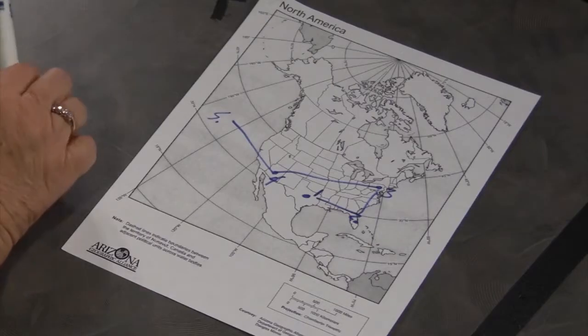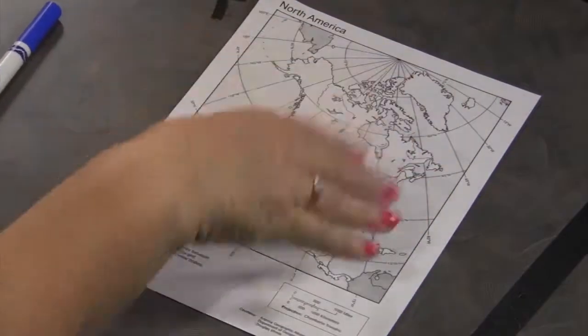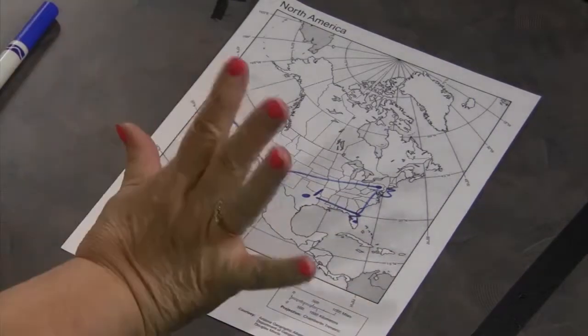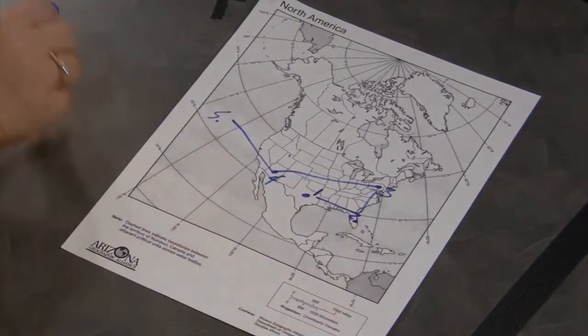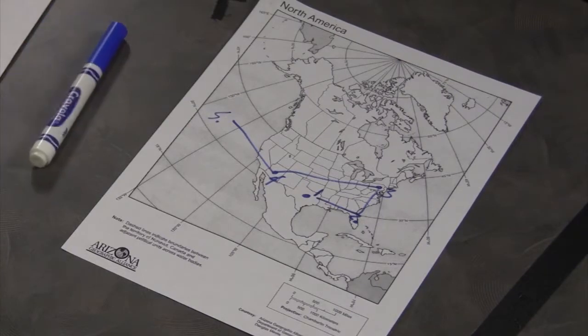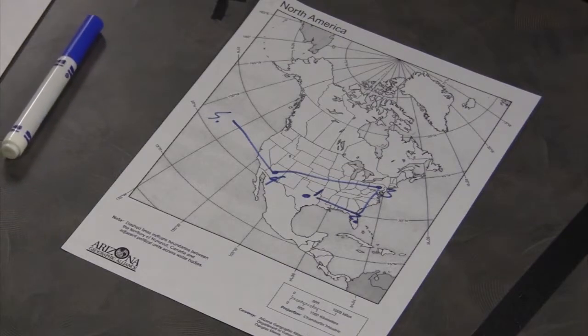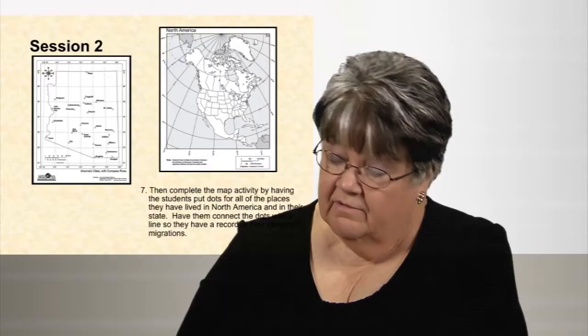And so you want them to start with where they were born. Let's say they were born in Texas, and that would be number one. And then let's say mom and dad decided to move to Florida. That's number two. And then they move to Pennsylvania, and that's number three. And then finally they come to Arizona, and that's number four. So you want them to do a journey. Some of them have moved out of country. Okay? They went to Hawaii for a year.